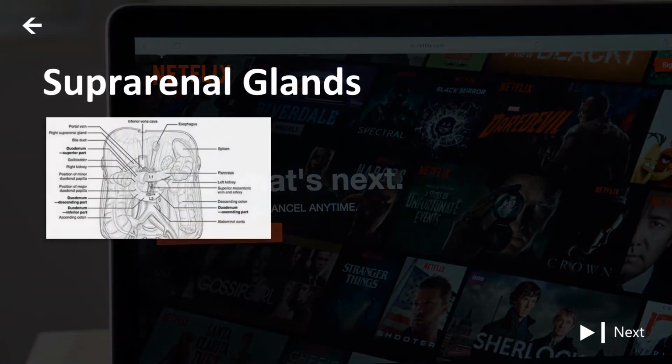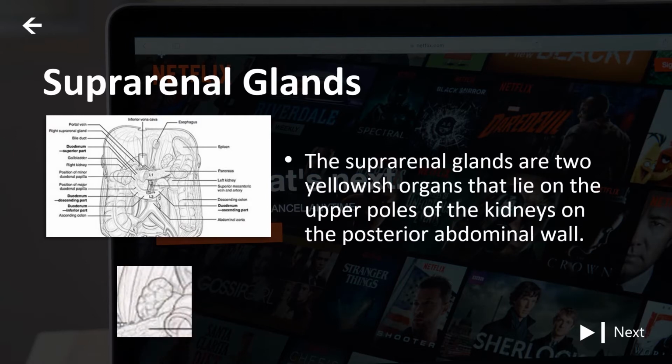Suprarenal glands. The suprarenal glands are two yellowish organs that lie on the upper poles of the kidneys on the posterior abdominal wall. The two suprarenal glands are yellowish retroperitoneal organs that lie on the upper poles of the kidneys. They are surrounded by renal fascia but are separated from the kidneys by the perirenal fat. Each gland has a yellow cortex and a dark brown medulla.